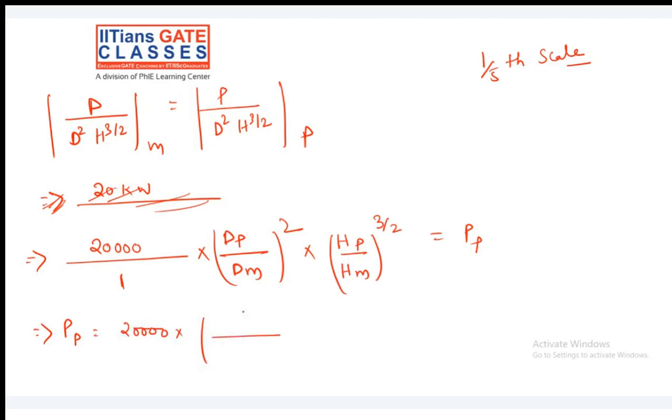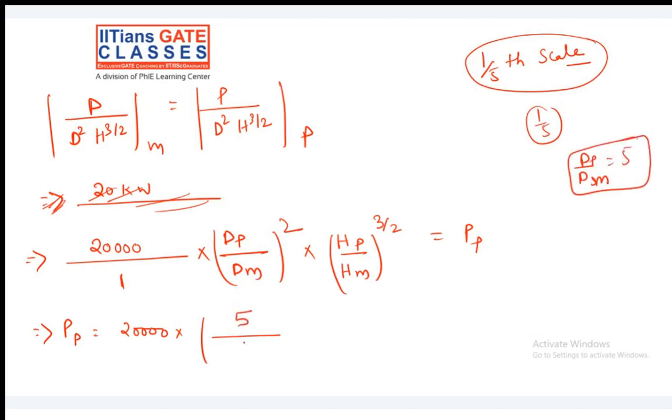So now the power of prototype is 20,000 multiplied by D of prototype, diameter of prototype upon model. This scale we have been given. So 1/5 scale means what? That the model has been reduced by 1 by 5. So the prototype diameter is 5 times the diameter of the model. So this DP upon DM, 1/5 scale means what? D of prototype to D of model is 5.